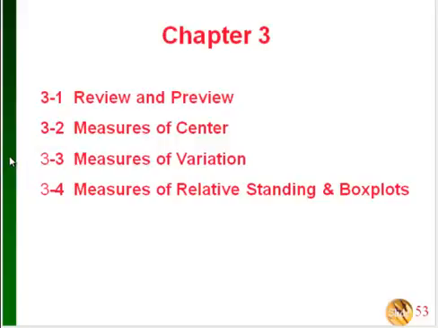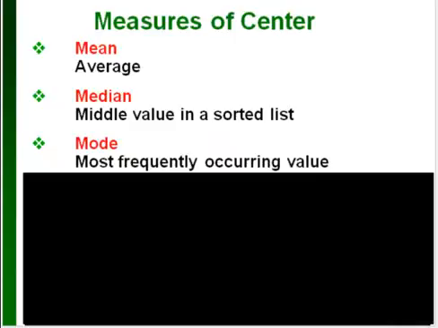Chapter 3, first we're going to talk about measures of center. So our measures of center are actually mean, median, and mode. Mean, which is an average, the median, which is just the middle value in a list of data that's sorted, and the mode, which is the most frequently occurring value.